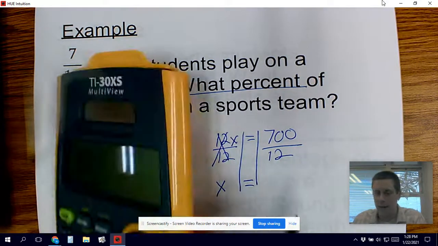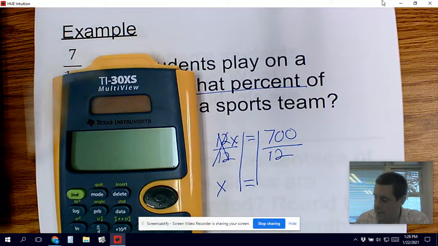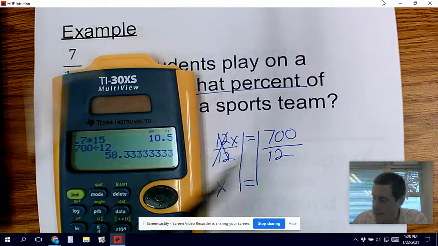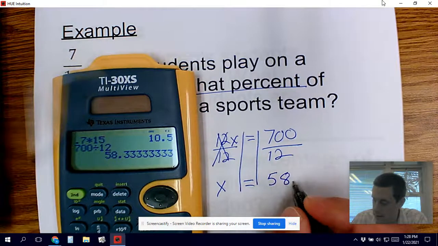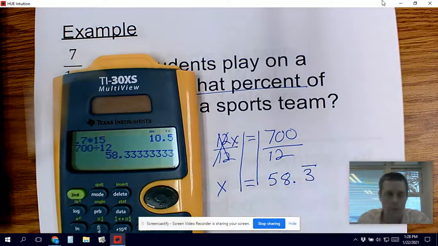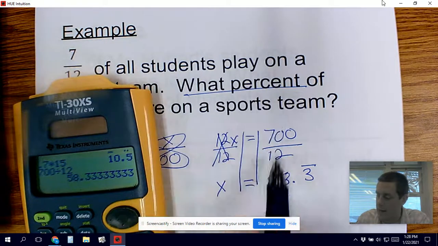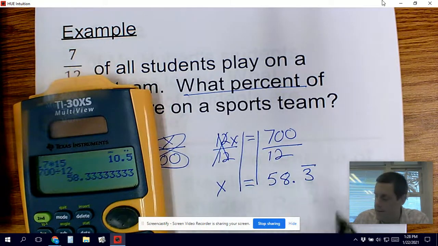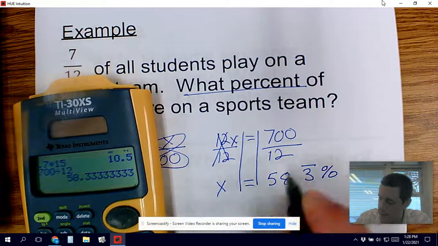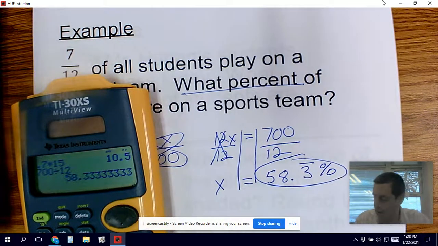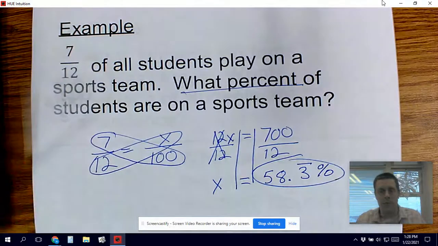That seems like an excellent candidate for a calculator. 700 divided by 12. We get 58 point, and then a repeating 3, so I'm going to put a repeating bar on that 3. Don't forget, look at the question, what percent? This 58.3 repeating is a percentage. It needs a percent symbol. So 58.3% of the students in this school play some type of sport.